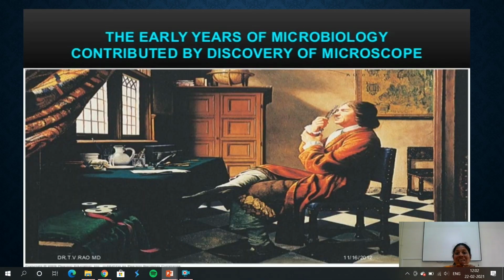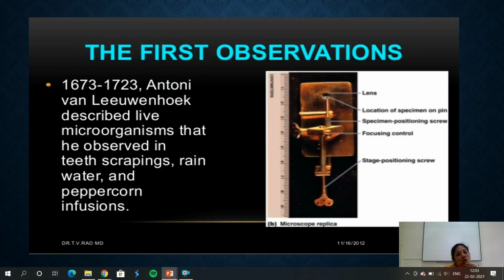Let us go on with the history of microbiology. The early years of microbiology were contributed to by the discovery of the microscope, and in the picture you can see Anton van Leeuwenhoek. His first observations were made in the 17th century, 1673 to 1723. He was a Dutch draper. He described the living microorganisms that he observed in teeth scrapings, rainwater and peppercorn infusion. And this is a picture of his simple microscope.